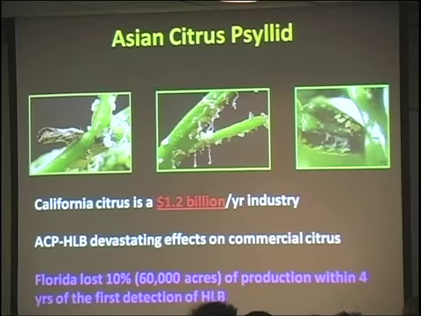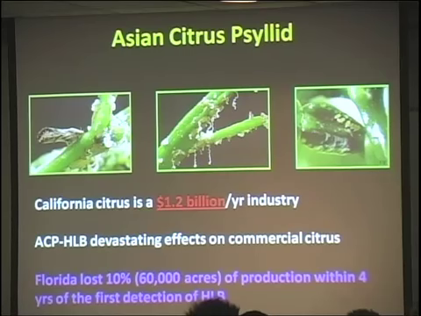California citrus is worth about $1.2 billion a year. It's an iconic crop for the state. It's arguable that California's economic well-being, or even the trajectory to prosperity, is because of citrus and the early development of that crop here when California was a young state.